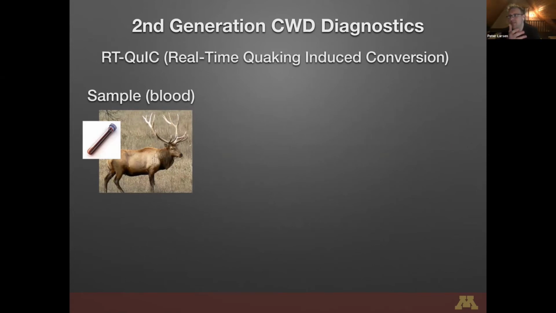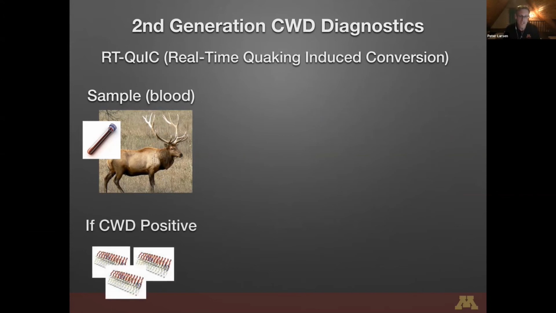RT-QuIC came online, and it's currently primarily used for research, probably within the last, I think, 6 years or something like that. But just in the last year or two, it's becoming more and more used for CWD diagnostics, like research purposes. It hasn't been validated yet, and I'll talk about that. But you start off with a sample. Let's say it's a blood sample.